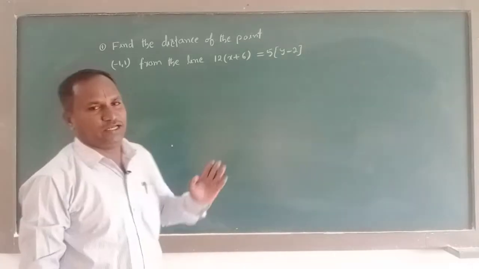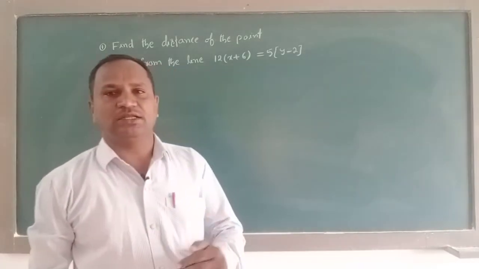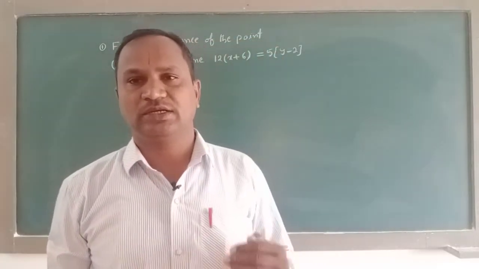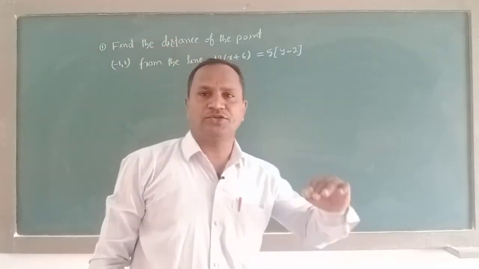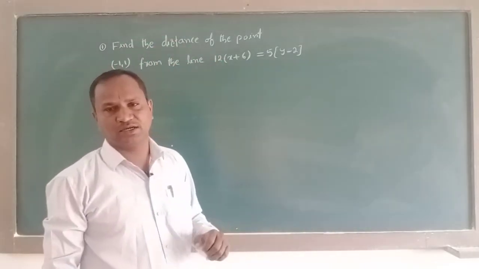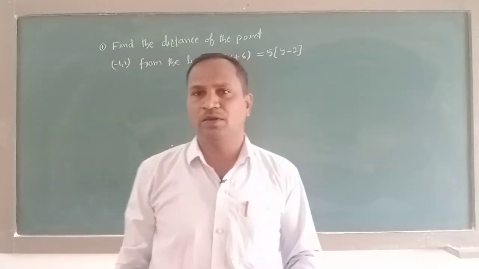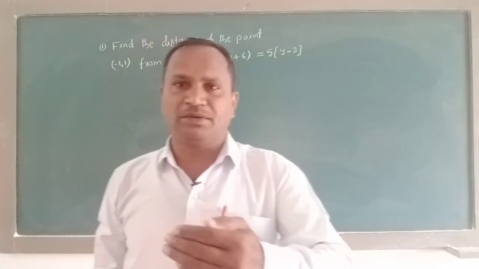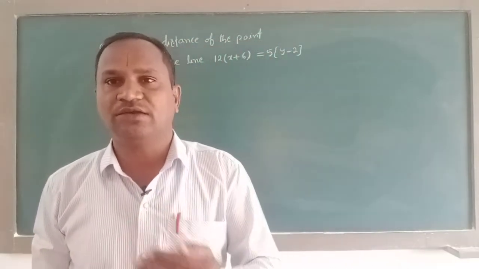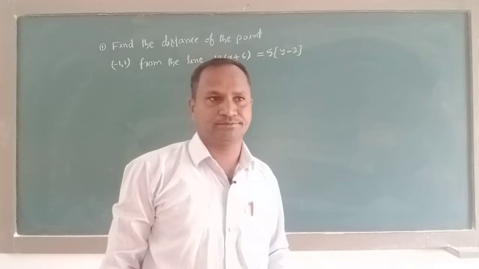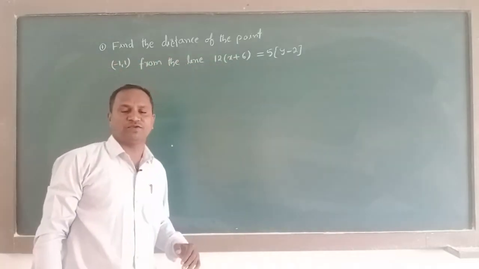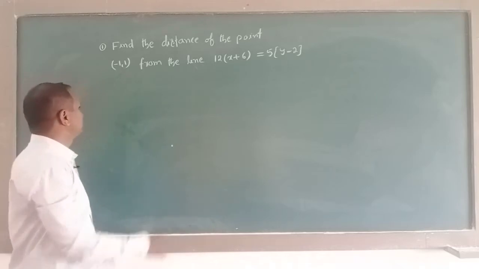See here, they did not give the equation in the form ax plus by plus c is equal to 0. That's why first we are going to convert this into standard form. At the same time, we have to apply the formula for the length of the perpendicular distance from the point to the line. How, I will show you. Now let us solve this problem.